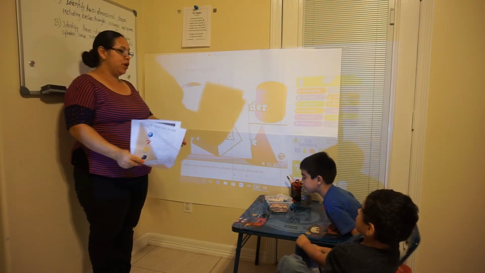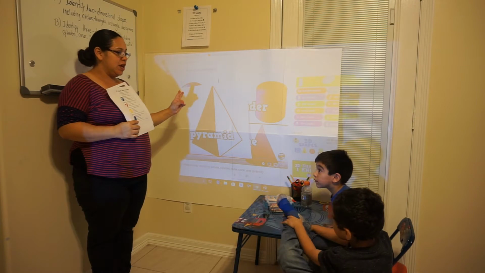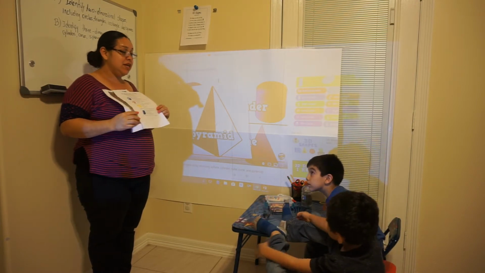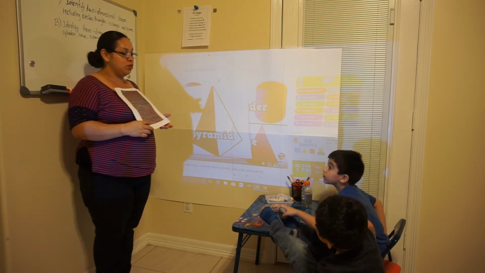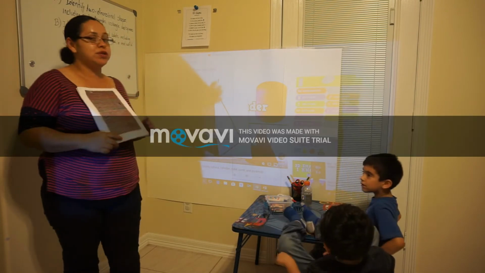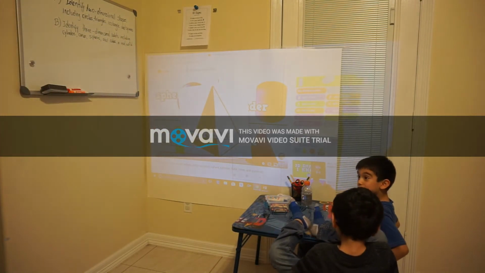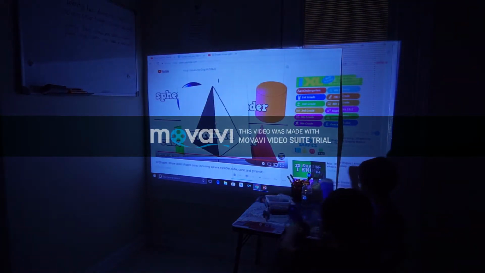Yeah, it's a square if you see 2D shapes. But in 3D shapes, it's like a cube. And so we're gonna see other 3D shapes, okay? More 3D shapes. Different.